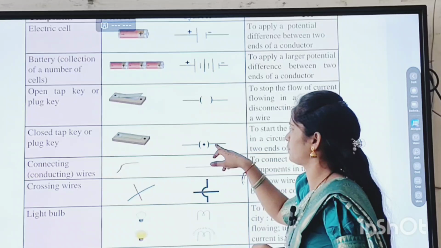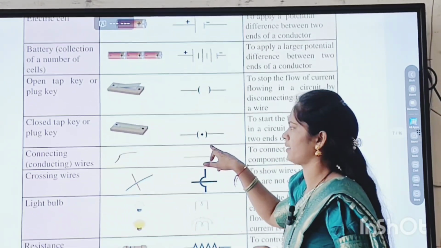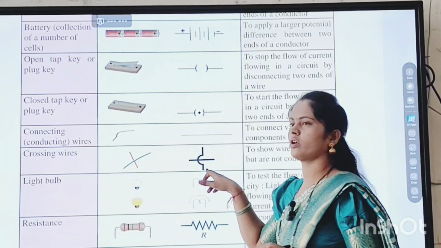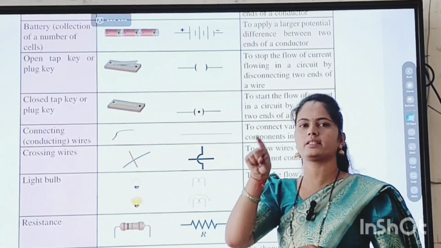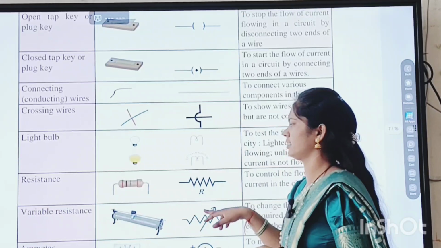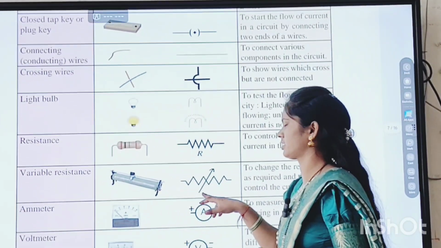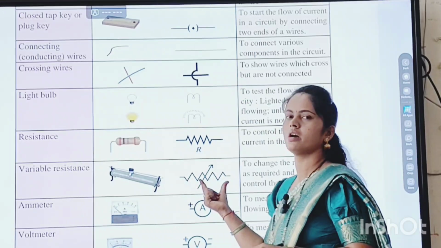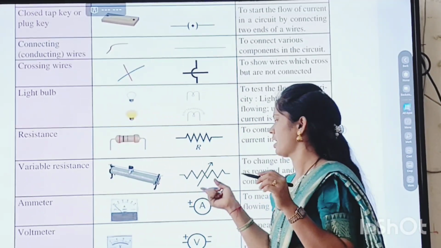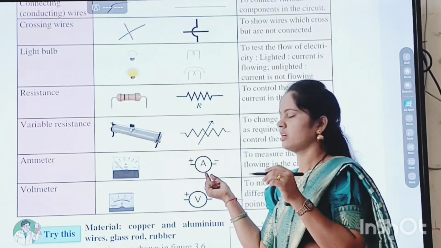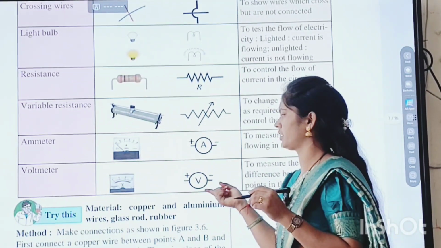Then a closed plug key, having one dot between them. Connecting wire has only a horizontal line. Then crossing wires: if we have two wires, they are connected like this. Then light bulb, resistance and variable resistance. If a variable resistance is used in the circuit, then we write the resistance symbol with an arrow upon it. Then ammeter, with positive negative charge and A, and voltmeter like this.